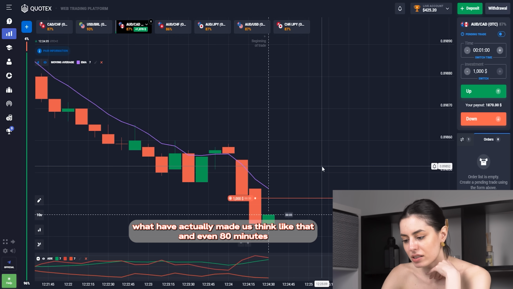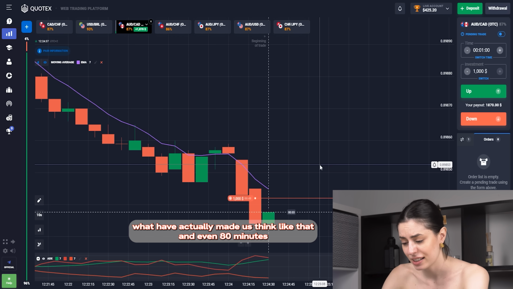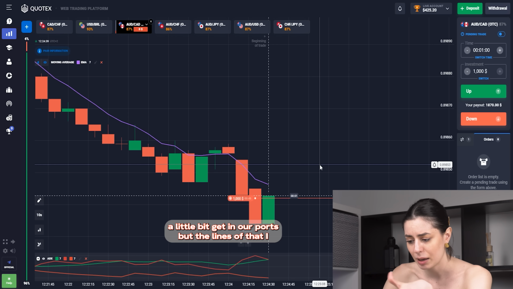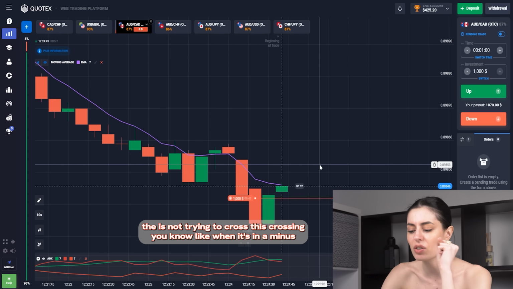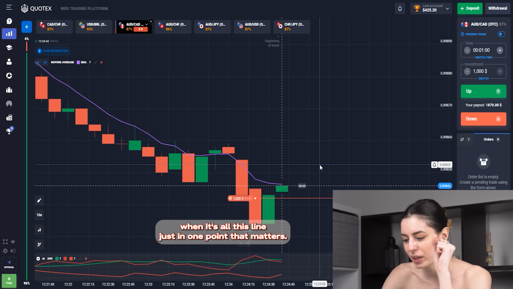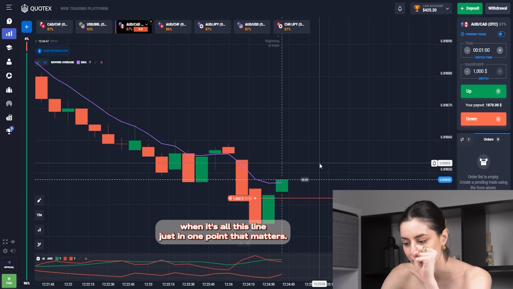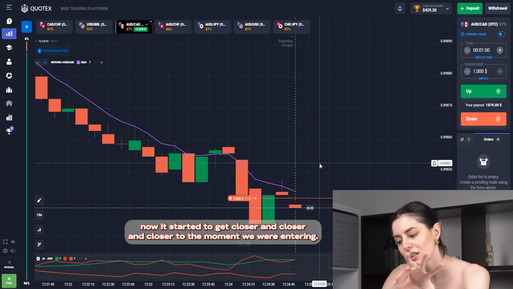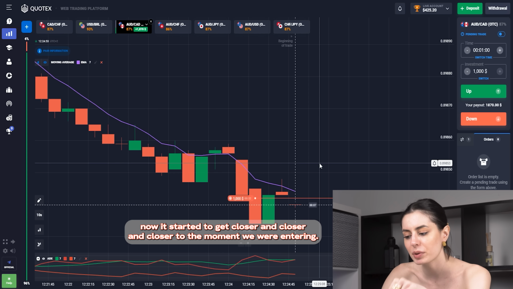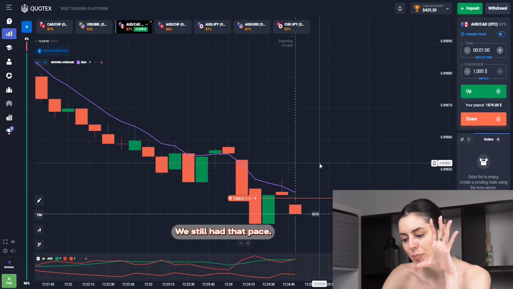What actually made us think like that, and even ADX showing us a little bit getting upward, but the lines of that ADX are not trying to cross. This crossing, like when it's all in a mass, when all these lines are in just one point, that matters. And you may see now it started to get closer and closer and closer. But at the moment we were entering, we still had that space.